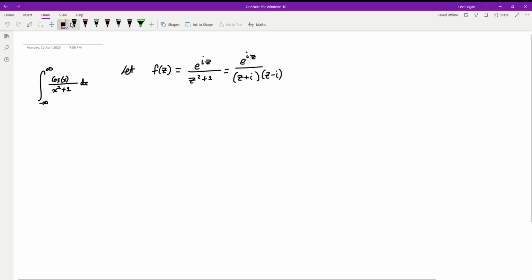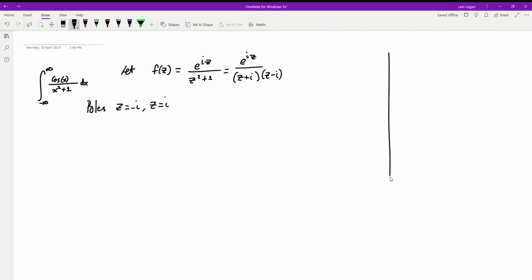We have poles when z is equal to negative i and z is equal to i, okay? So now all we're going to do is integrate over a contour. So a contour is basically going to have an Argand diagram, and you're going to integrate over some contour. We'll just use a semicircle for now.